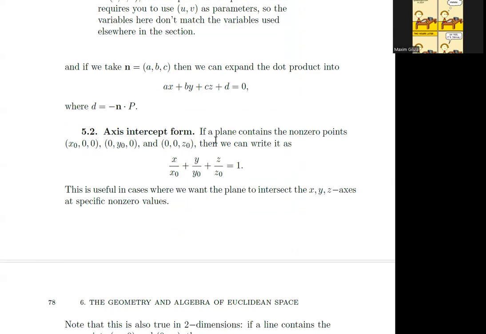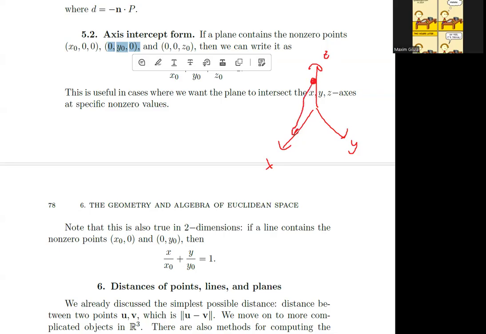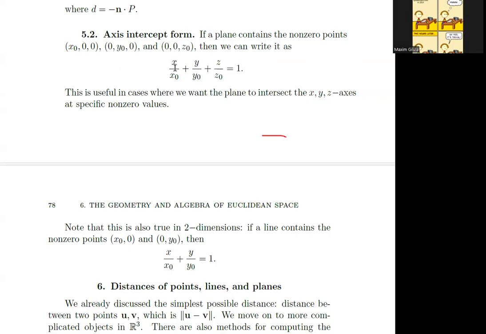You could also write it a slightly different way, which is sometimes helpful. So if a plane contains the non-zero points (x naught, 0, 0), (0, y naught, 0), and (0, 0, z naught), and the picture is, here's the x-axis, y-axis, and z-axis. The plane intersects here, here, and here somehow, and goes on forever in the other directions. You could figure out how to write this plane just by knowing where it intersects the axes. And to do it, you just write this, which also works in 2 dimensions.